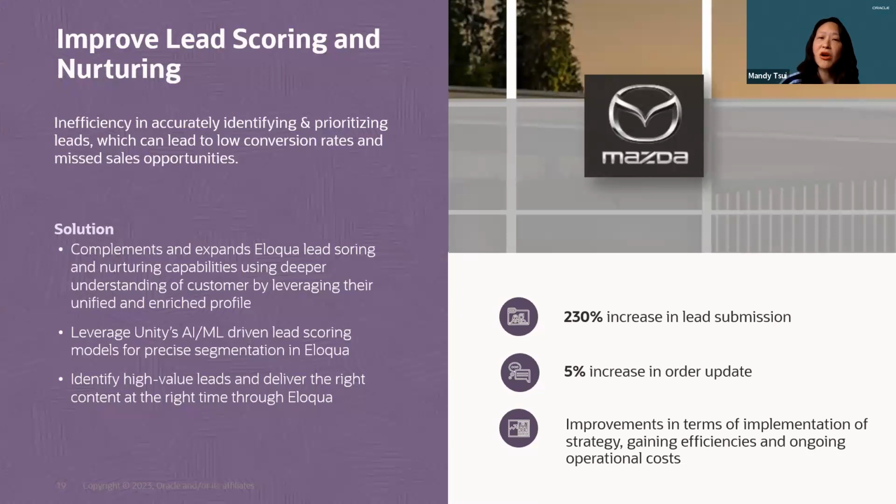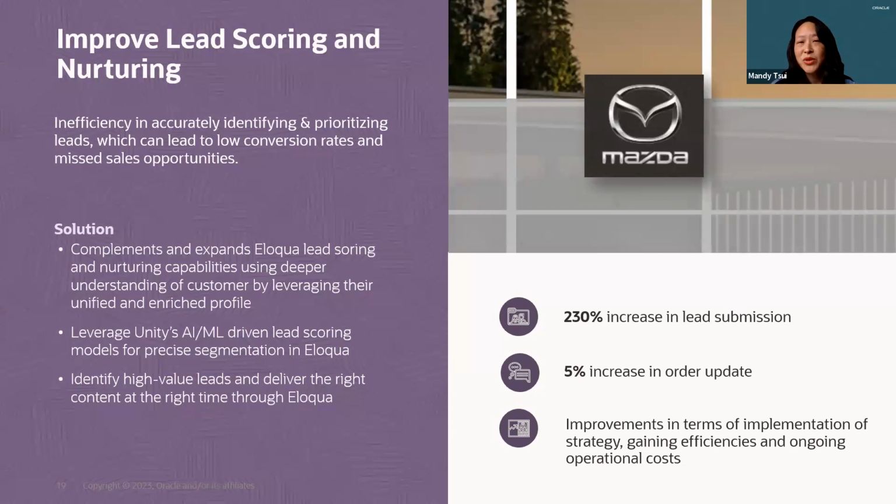They were able to bring in all their customer data into Unity, so they have that full understanding of the customer and understand where they're engaging with them. Then they applied the AI ML model on top of that so that they could score their leads and identify the high value leads. Once they identify the high value leads, they deliver them over to Eloqua to orchestrate a campaign that could reach those customers with personalized content and at the right time where they know that the customer will engage with them.